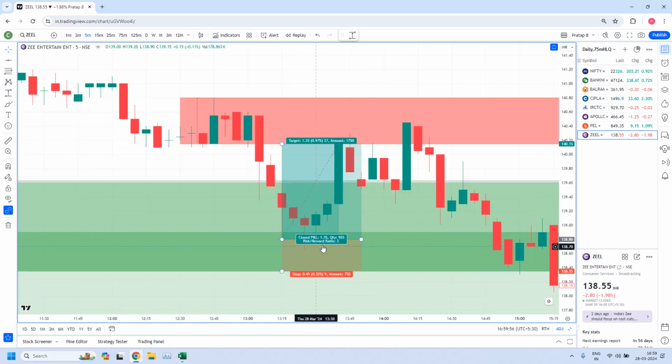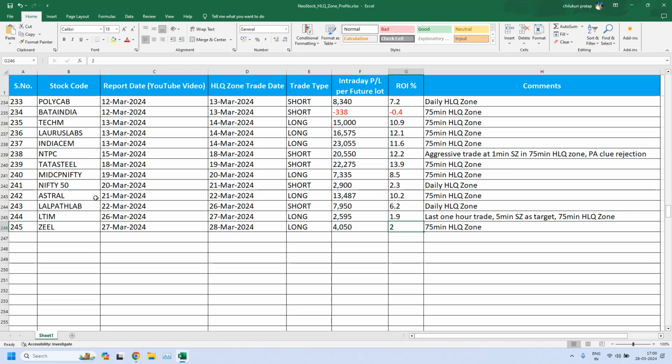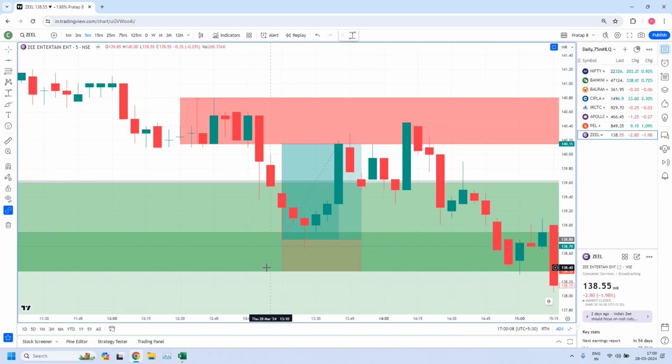Even yesterday we took a trade, I forgot which stock it is. Yeah, L&T Infotech Mindtree. We did the same. There also we had slightly less RR. Exactly the same way we adjusted, prices entered that zone, and then we took the trade. Today also we did the same: prices entered the adjusted area, and that way we got the trade.